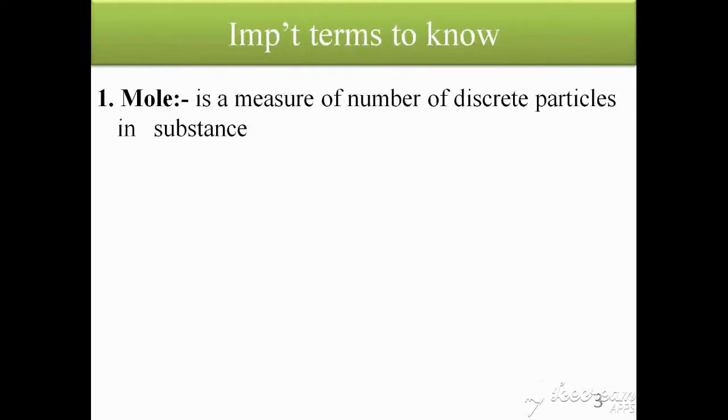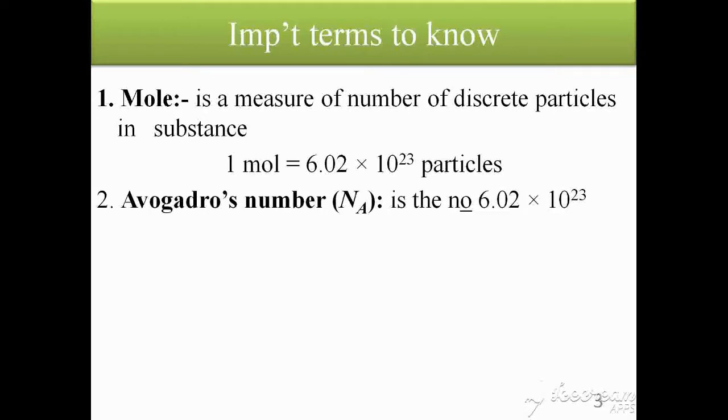There are important terms I need to focus on in this book. The first one is mole. Mole is a measure of the number of discrete particles in a substance. So the number of discrete particles in 1 mole of a substance equals 6.02 times 10 to the power of 23. The second important term is Avogadro's number. Avogadro's number is the number 6.02 times 10 to the power of 23.